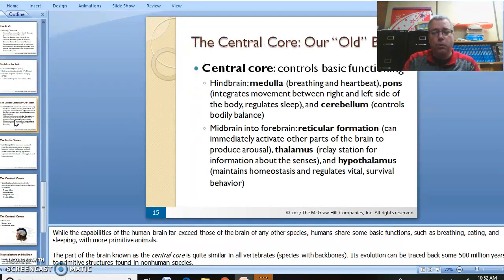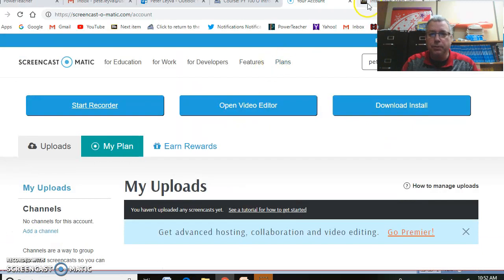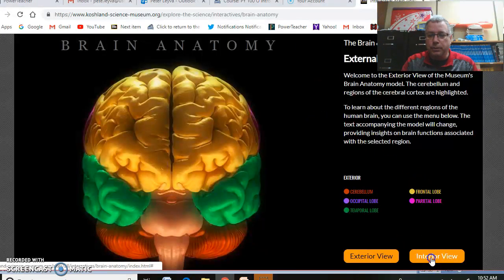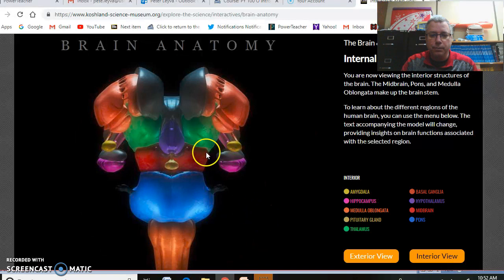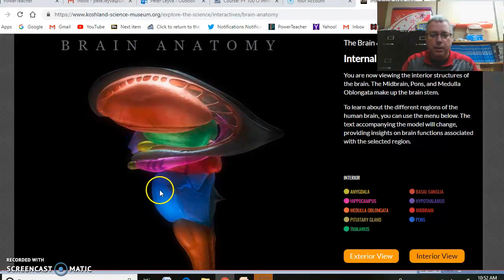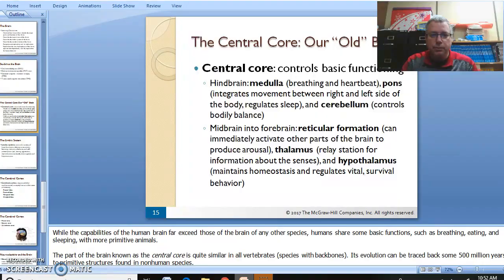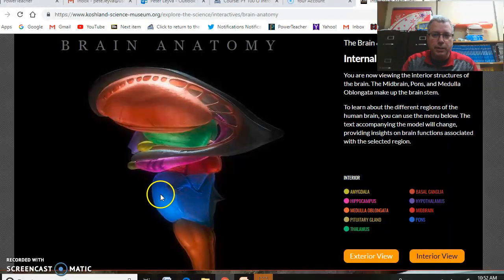All right, so the central core, which is called the hindbrain. Let me bring up something I was hoping to be able to use. So, interior view, and right here, this part, let me see which part's first. The medulla, okay. The medulla is right here. It's on the brainstem. And this part of the brain is simply to keep you alive, basically. It's responsible for heart rate, blood pressure and respiration, your vital signs, okay?